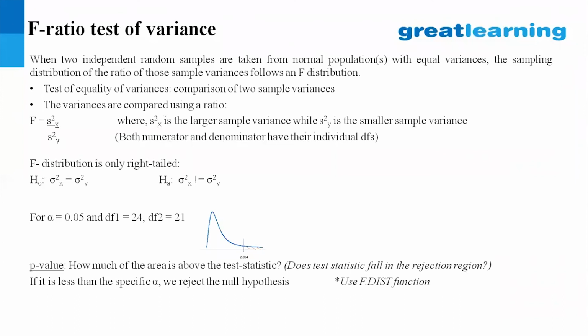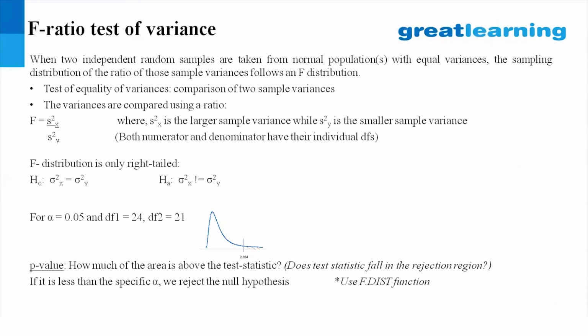Okay, so the F curve looks somewhat similar to the chi-square curve. This is one particular instance that I've shown you for an alpha level of 0.05, where I had degrees of freedom of 24 and 21. My first sample size was 25, my second sample size was 22, so I've calculated the degrees of freedom accordingly, and 2.054 is the critical value I get. I'll compare this critical value with the F stat value that I get.